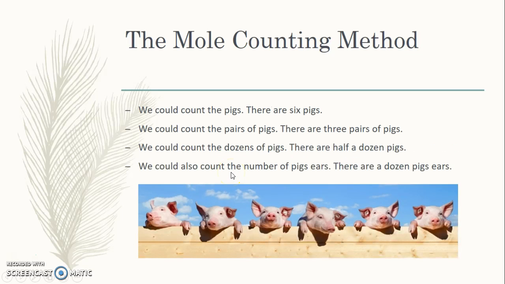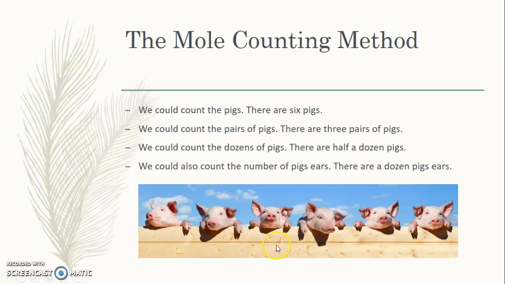Okay, let me explain in further detail. We could count these pigs. We could go 1, 2, 3, 4, 5, 6. There are 6 pigs. Good. We could count the pairs of pigs: 1 pair of pigs, 2 pairs of pigs, 3 pairs of pigs. There are 3 pairs of pigs. We could count the dozens of pigs. There are half a dozen pigs, right? You can see that it's getting easier.